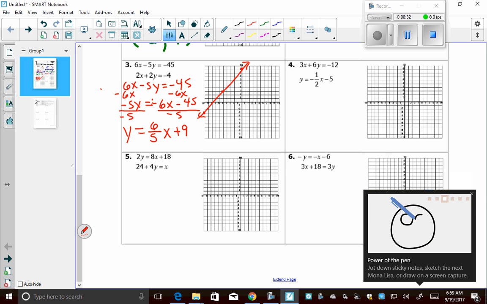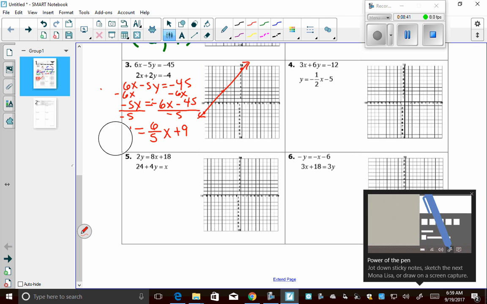Okay, so if you're still writing this formula down, you need to go ahead and pause it because I'm fixing to erase it. That way I have enough room to do the second problem. So pause.